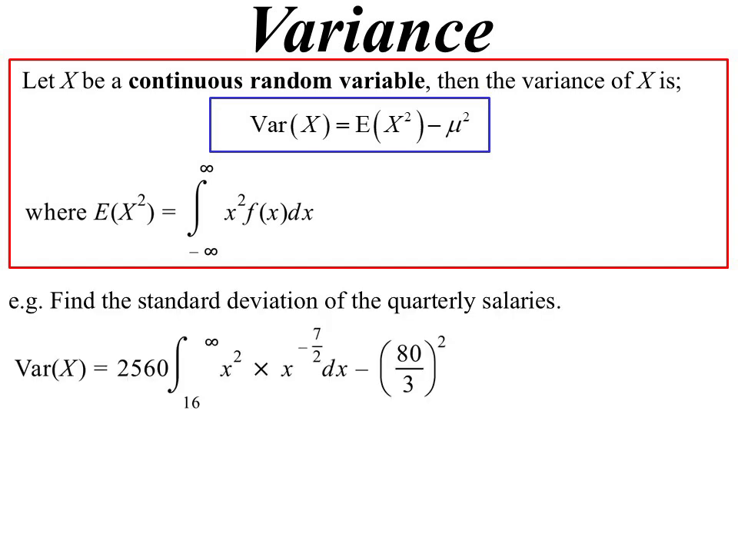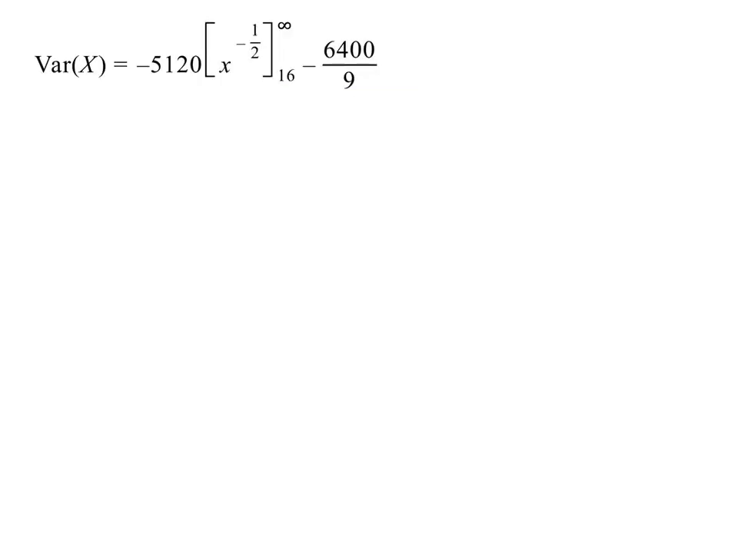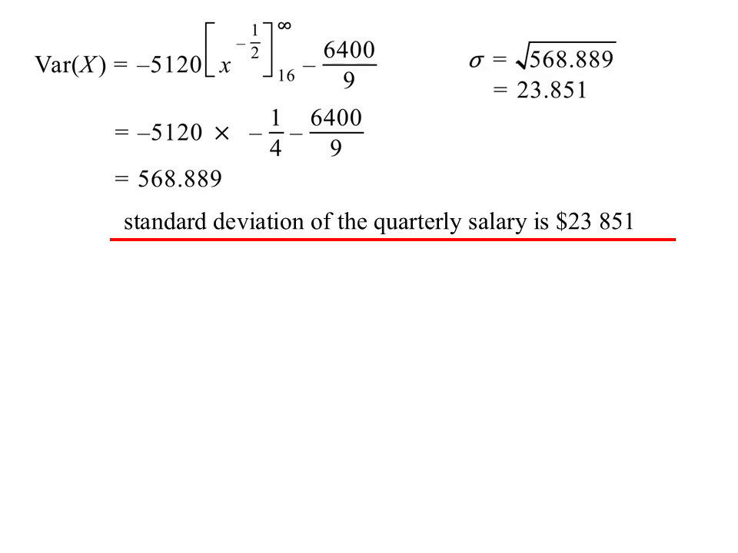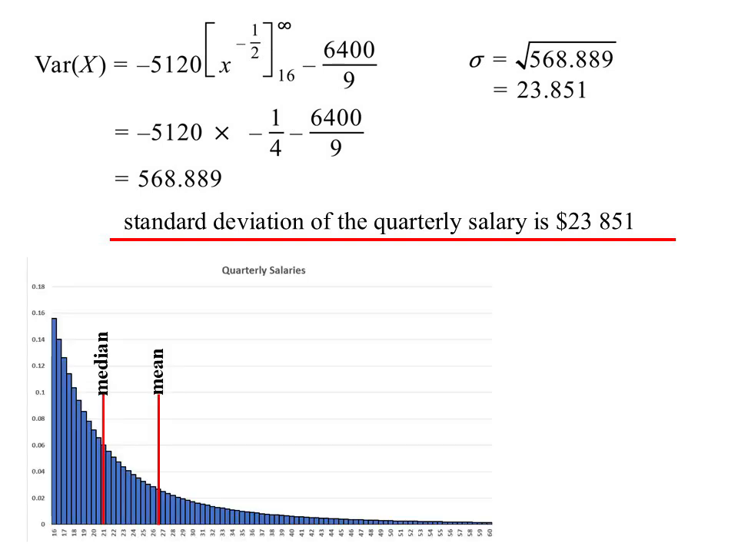And now we're multiplying it by x squared, but we're taking away the mean squared, and we just worked that out. I've written it as a fraction there, it was 80 on 3. But to find the standard deviation, it's the square root of the variance. So I find the square root of that answer and we get 23,851.